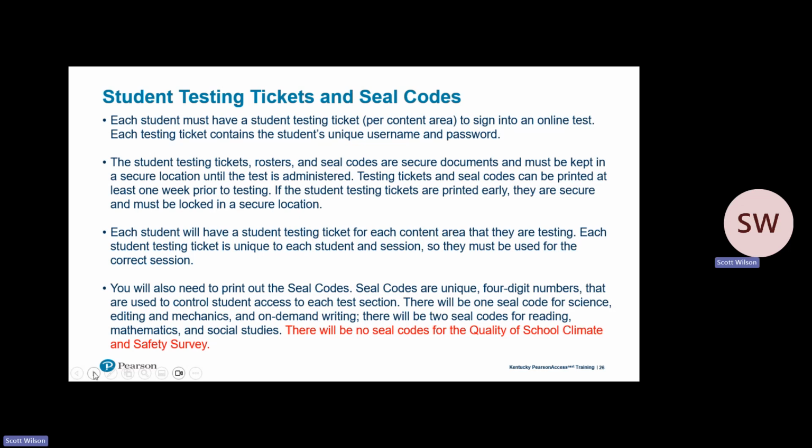Also, for the sessions, you will need to print out the seal codes. Seal codes are unique 4-digit numbers that are used to control student access to each test section. For science, editing and mechanics, and on-demand writing, there will be 1 seal code. There will be 2 seal codes for reading, math, and social studies. There is no seal code on the Quality of School Climate and Safety Survey.